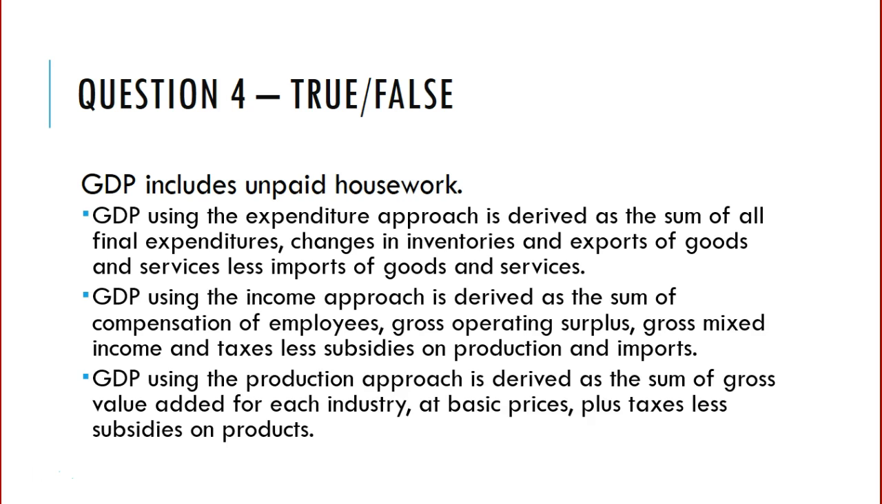And GDP using the production approach is derived as the sum of gross value added for each industry at basic prices plus taxes less subsidies on products. So again, you could say, aha, well, this is getting closer, isn't it? Because here we're just talking about the production of something. Well, not quite, because it's the production of goods and services which add value. All right, you could still say unpaid labor adds value. But how do we measure the value? We measure the value by selling the product for each industry.